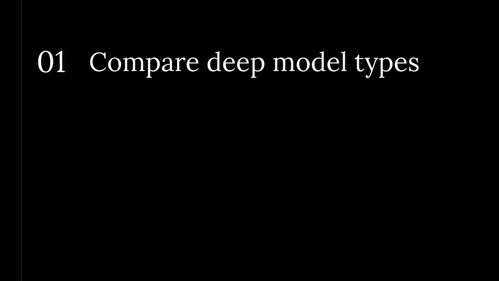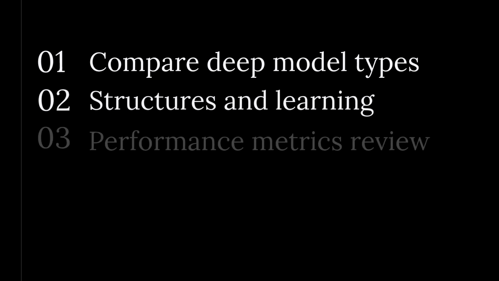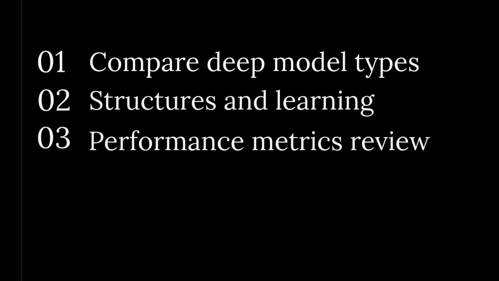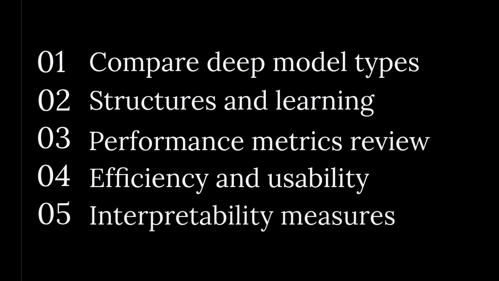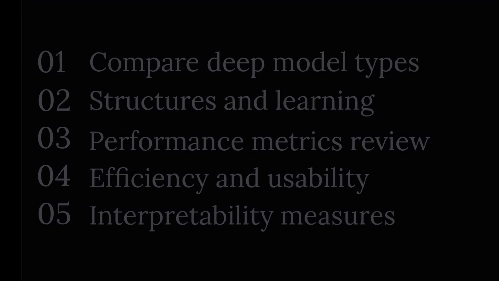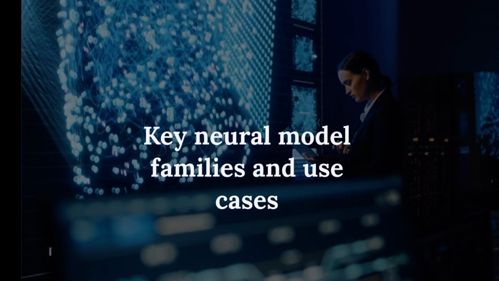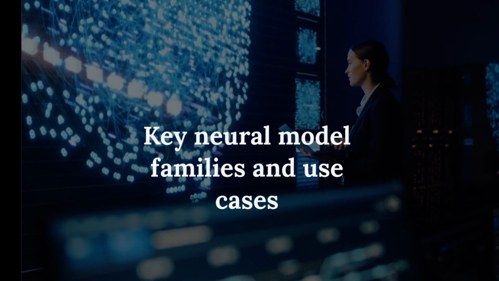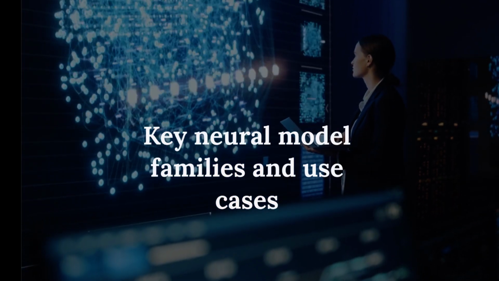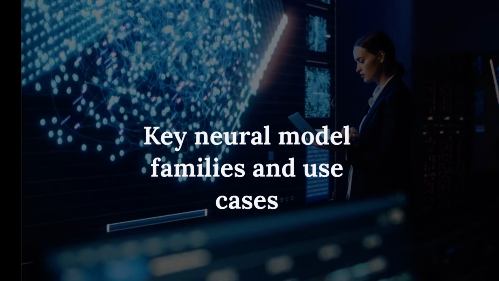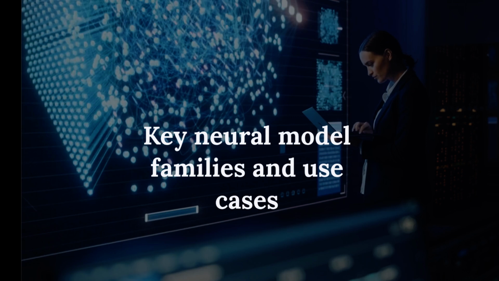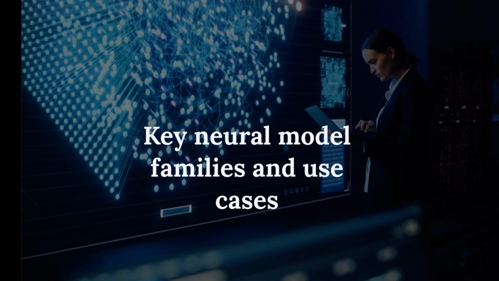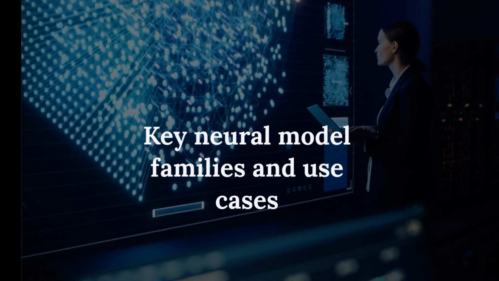The key work involves 3 steps: comparing model types, characterizing their architectural and learning features, and quantitatively evaluating performance, efficiency, and interpretability. Deep learning approaches are diverse and serve many applications. The main model families here are feed-forward neural networks, convolutional neural networks, recurrent neural networks, transformers, and generative models. Each family is tied to certain data types and tasks. Their differences appear in structure, learning behavior, strengths, weaknesses, and the way their performance is measured.